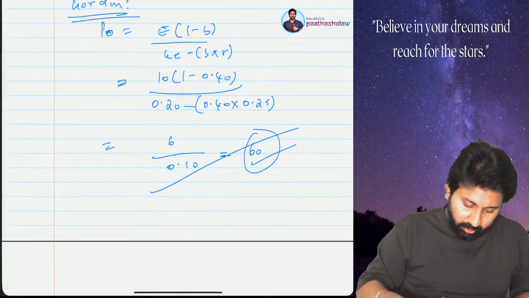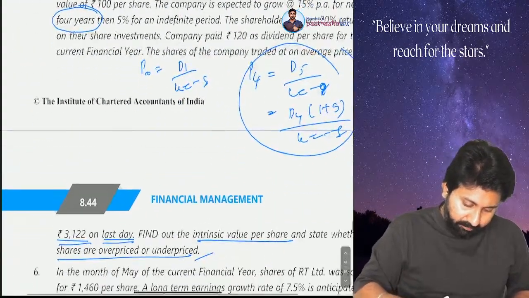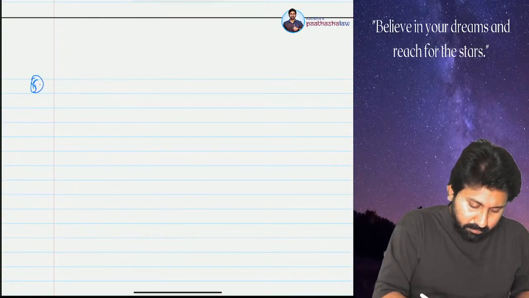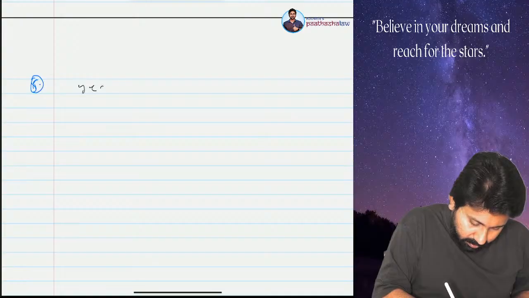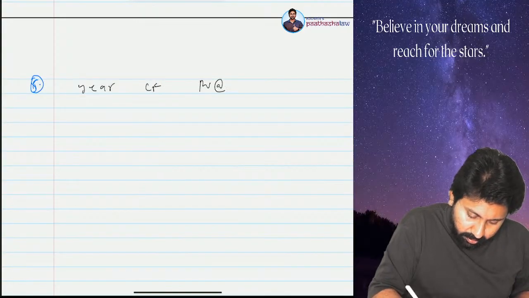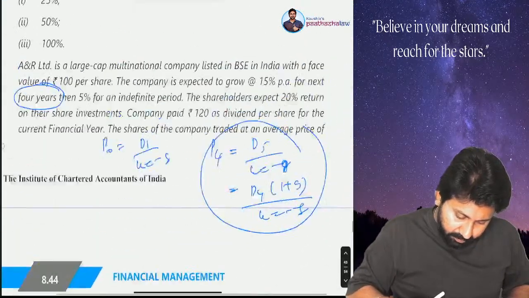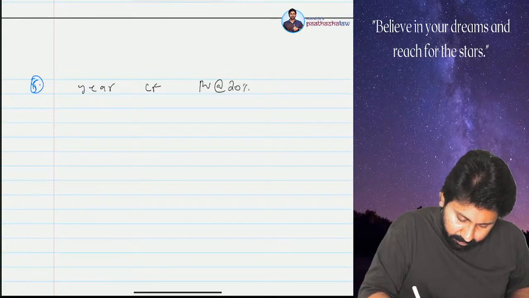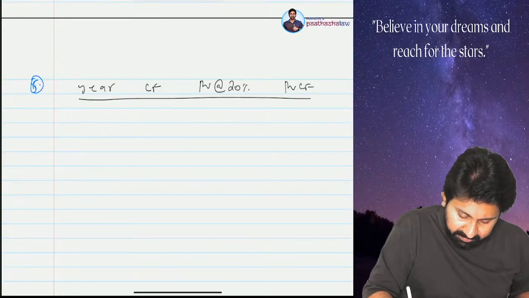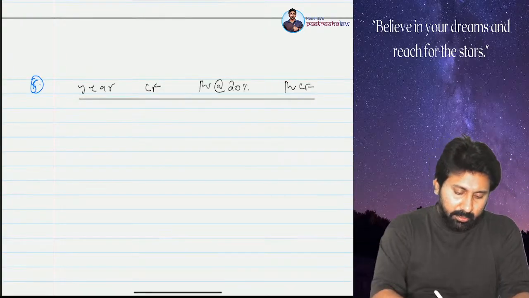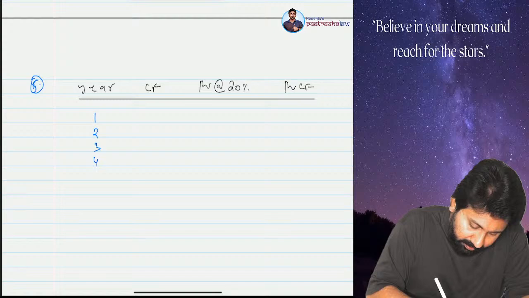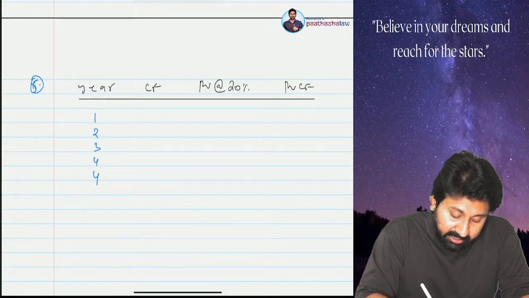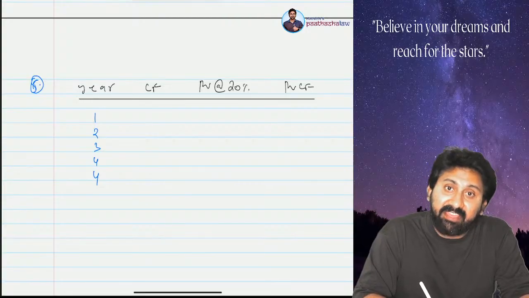Okay, let's do it together. Question number 5. Year, cash flow, PV at the rate of 20%, PVCF. Let's start. 1, 2, 3, 4, 4. Sir, why 4, 4? First year I will get dividend, second year I will get dividend, third year I will get dividend, fourth year I will get dividend and then I will sell.